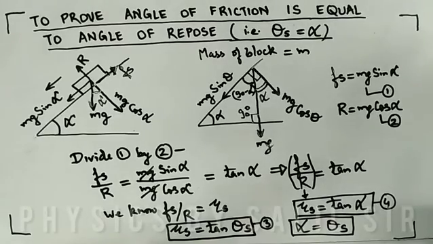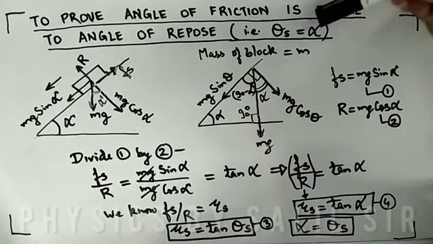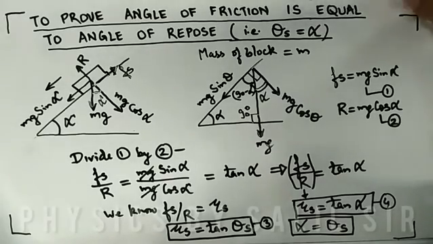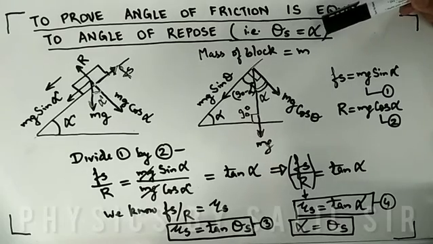In this video lecture I am going to explain the proof of angle of friction equal to angle of repose, that is theta s is equal to alpha. Theta s represents the angle of friction and alpha represents the angle of repose. First of all, let me remind you what is angle of repose.